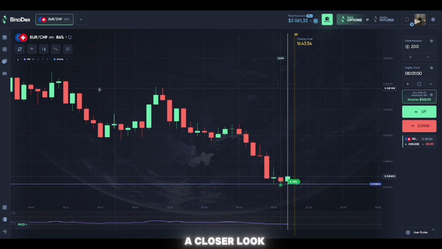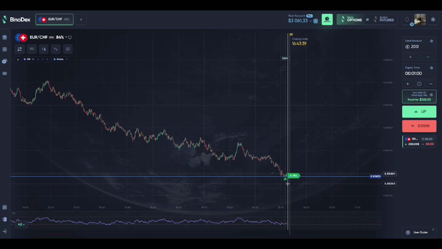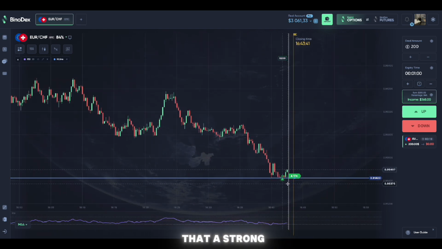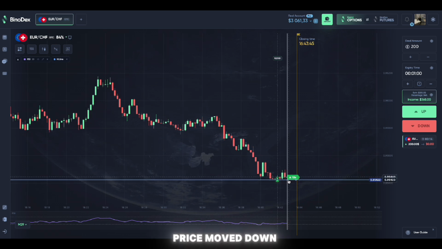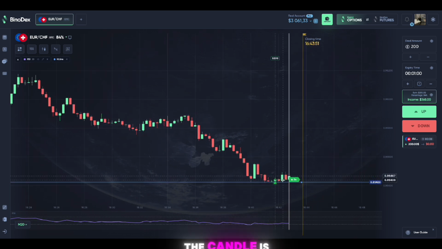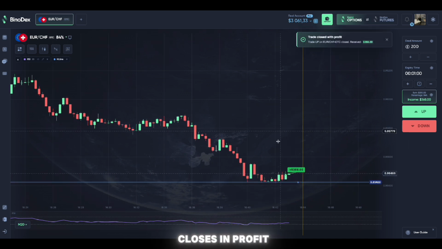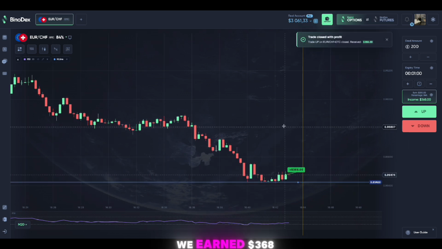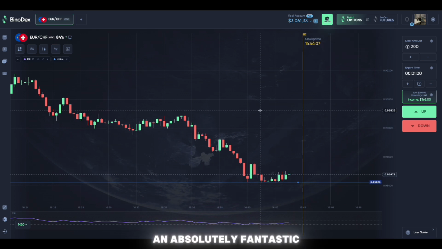Now let's take a closer look at what's happening on the 15-second time frame. We can see that a strong upward impulse has formed, and then the price moved down. By the way, the candle closed exactly on the line of our entry point. The candle is moving very dangerously, and it's down to the last second. And our trade closes in profit. We earned $368, which is truly an absolutely fantastic result.